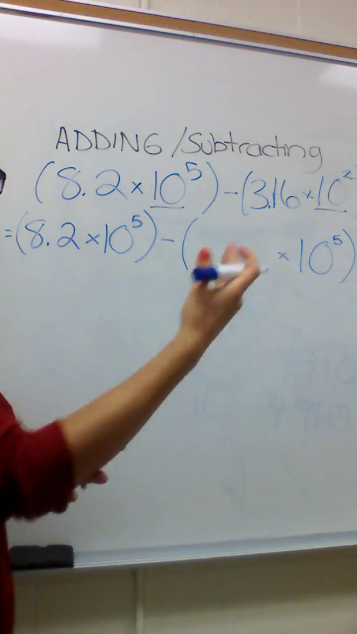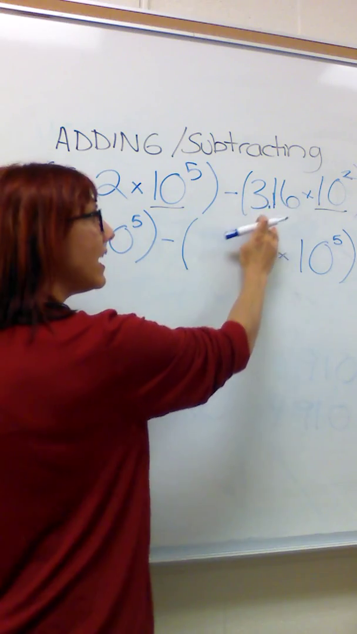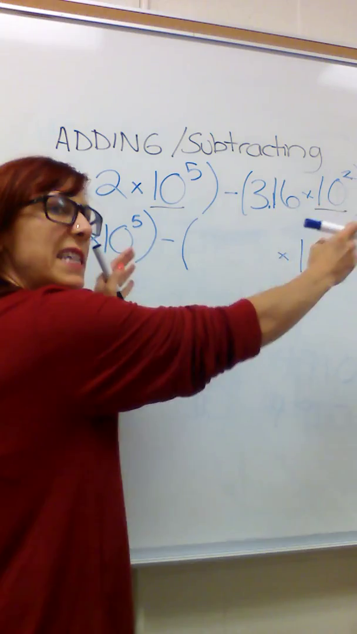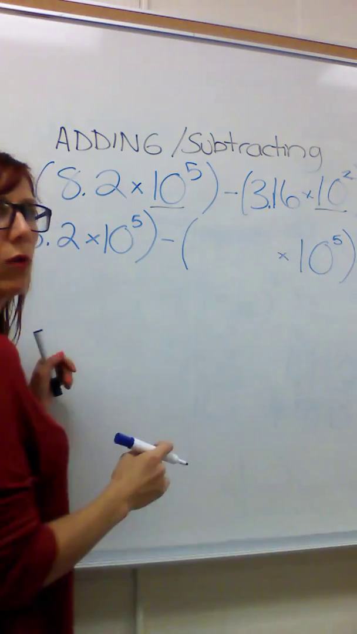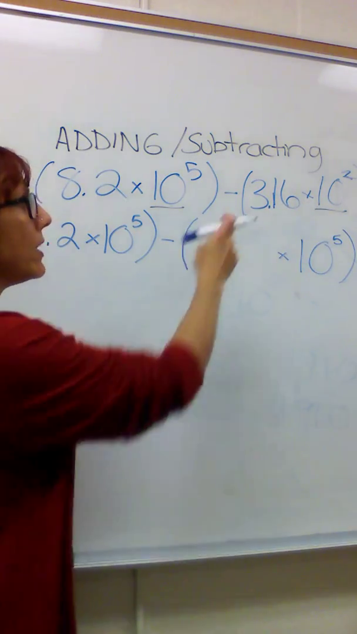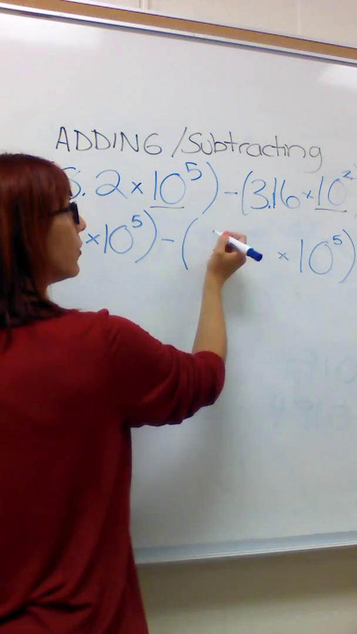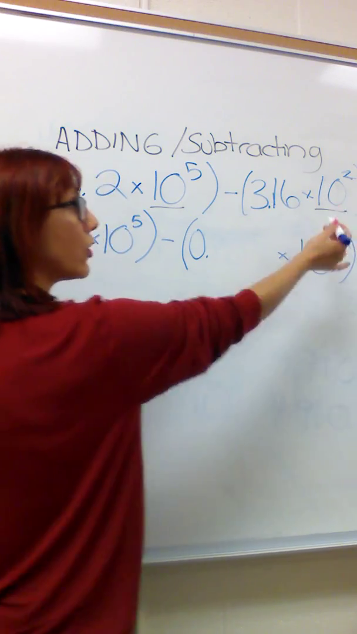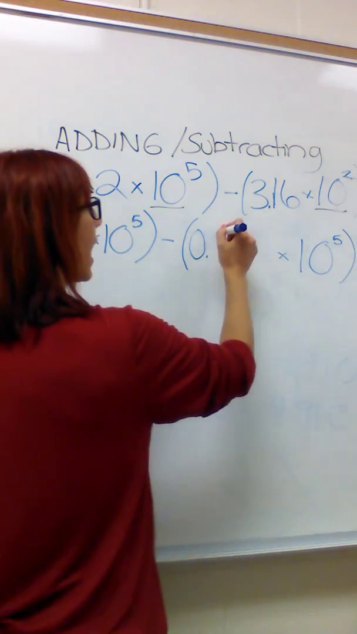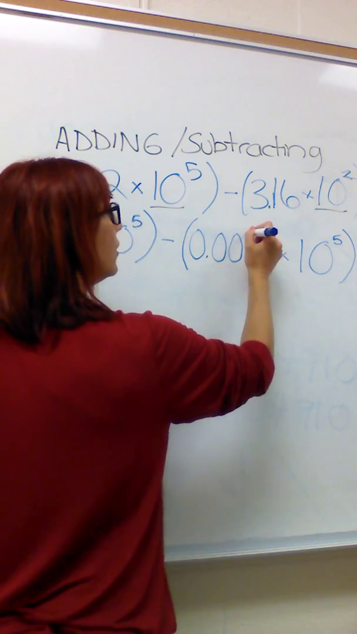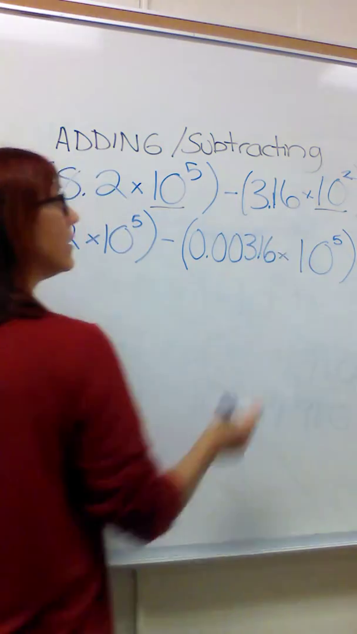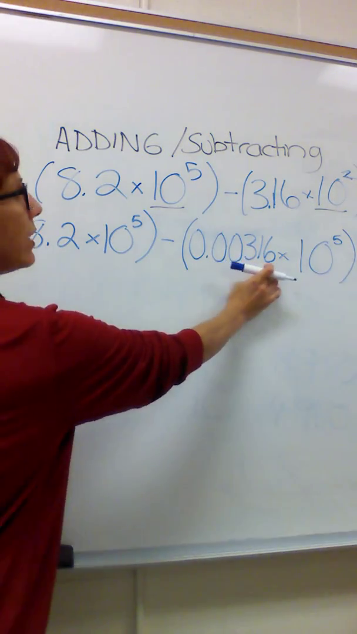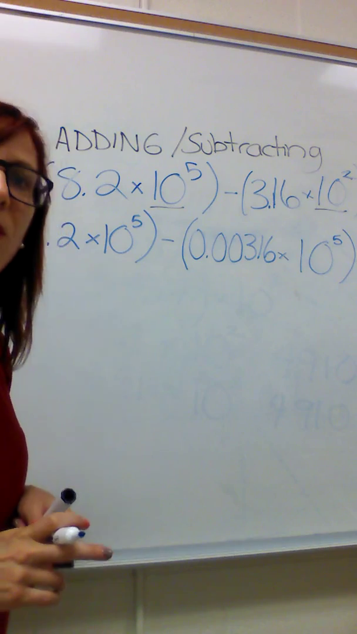Because I'm making this a larger exponent, I have to move the decimal to the left. I need to make it a smaller number so it has more spots to move to equal 3.16 times 10 to the 2. So here it would be 0, and I'm going from 10 to the 2 to 10 to the 5, so I have a 3 spot difference. So I have 1, 2, 3 spot difference. Okay, so that would be my new number, 0.00316 times 10 to the exponent 5.